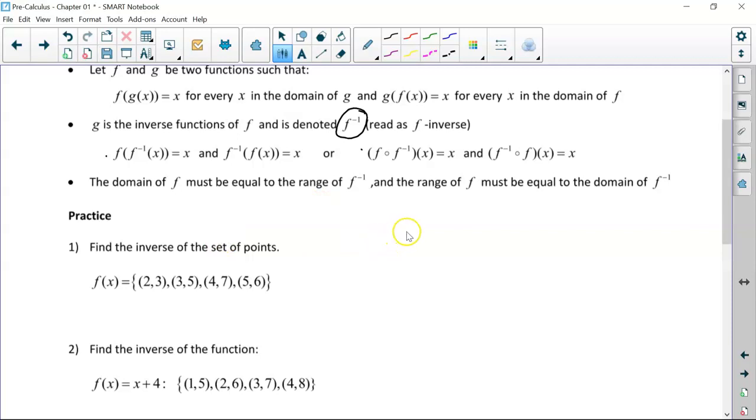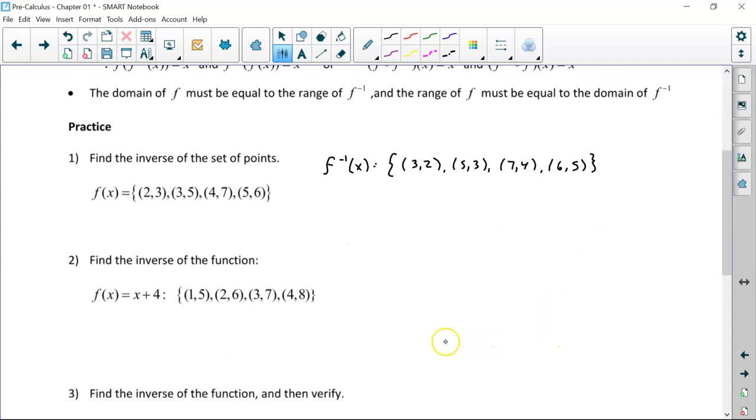Now for the inverse, so for f inverse of x, all we're going to do is switch those inputs and outputs. So our first ordered pair, instead of being 2, 3, we flip them: 3, 2. 3, 5 is going to become 5, 3. We switch the inputs and outputs. 4, 7 becomes 7, 4. 5, 6 becomes 6, 5. We're literally just taking the input and making it output and vice versa.